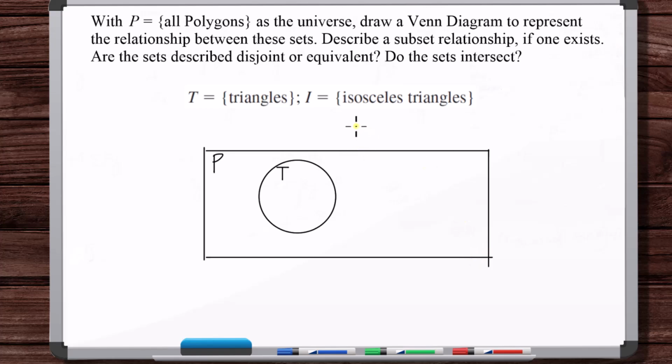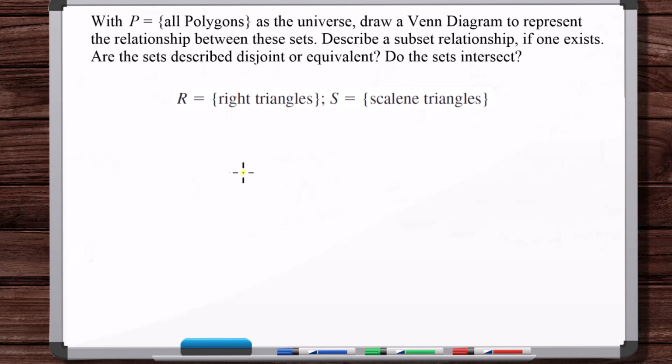Okay, now where would isosceles triangles fit in here? Would it be over here, the set of all isosceles triangles? Well, no, every single isosceles triangle is a triangle, right? But not every triangle is an isosceles triangle, in the same way that every single triangle is a polygon, but not every polygon is a triangle. So isosceles triangles are going to be a subset of triangles. So here's the relationship.